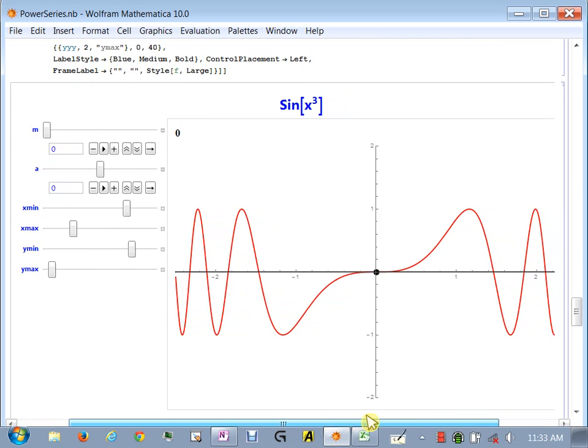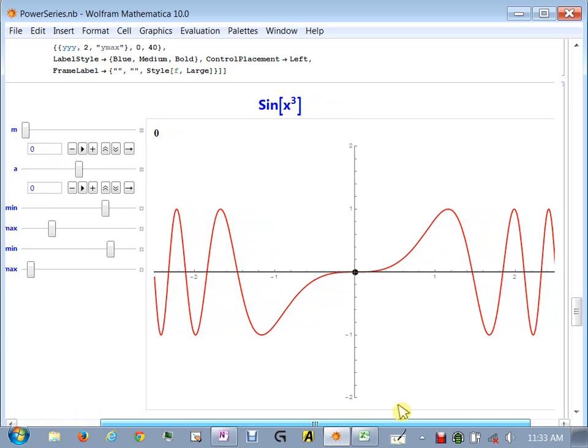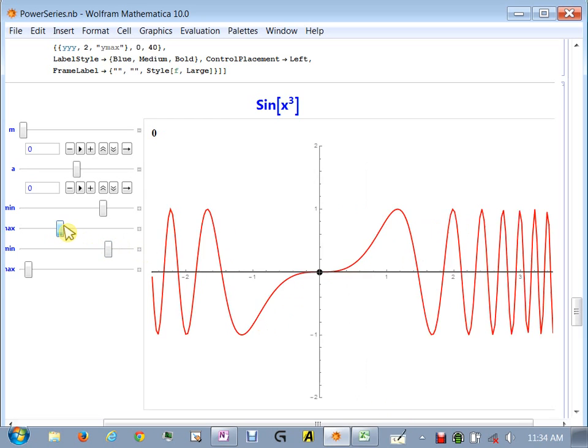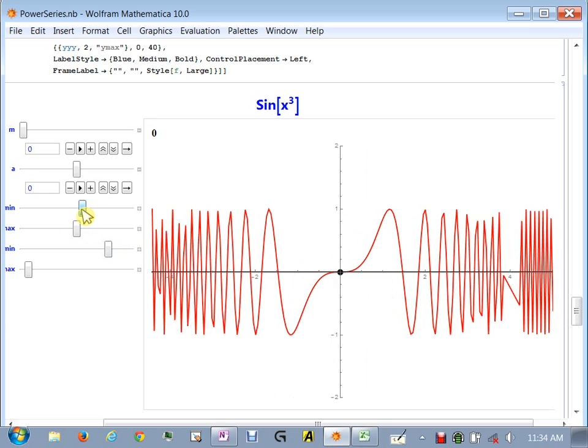All right. So here's a crazy one, sine x cubed. That's a tough one. You wouldn't think that I could ever fit a polynomial on top of that because it behaves so strangely, right? Look at this thing.